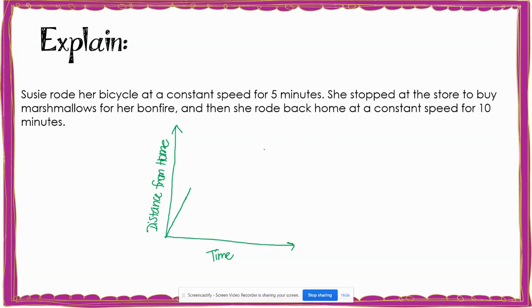Then she stops at the store to buy marshmallows. Now we don't know how long that takes, but we know that the distance is going to stay the same while time changes. After she gets her marshmallows, she rides back home again at a constant speed, but this time it takes her 10 minutes. Well, if we compare that to before, it seems like it took her a short time to get there the first time because it only took 5 minutes. But the second time, it's taking 10 minutes. So the distance is going to get closer to home, but the time is going to take longer than the first time.